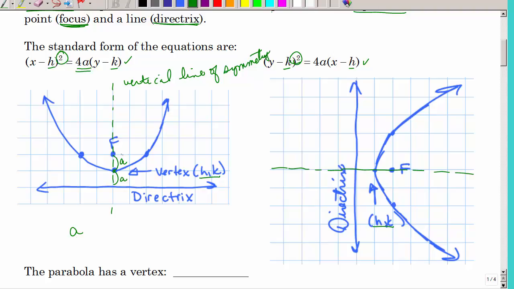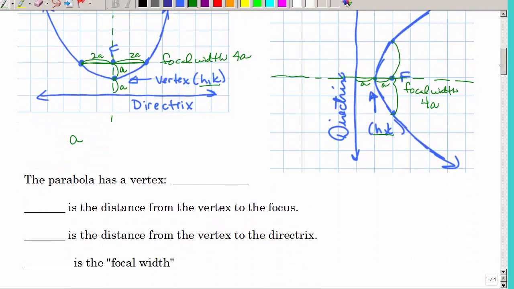Since it's symmetric, this is going to be 2a, that's 2a. So from this point to this point, which is called the focal width, how wide is that? 4a. So that determines the width through the focus. Same thing over here. This is A, that's A, and the width through the focus, again called the focal width, that is 4a.